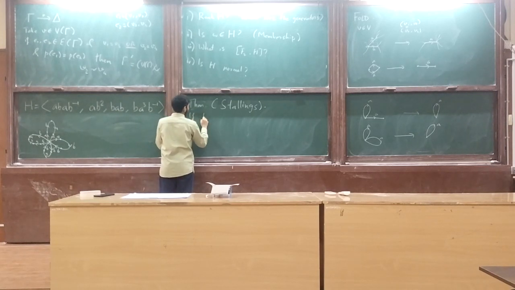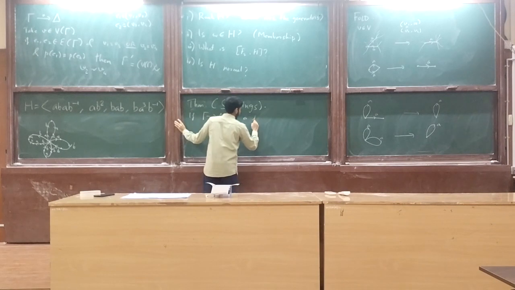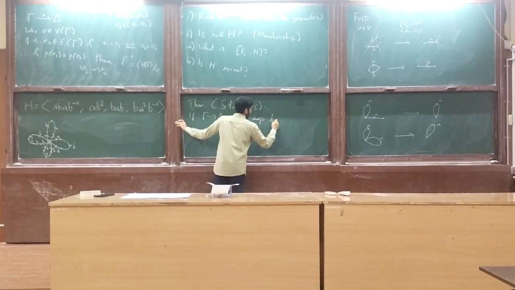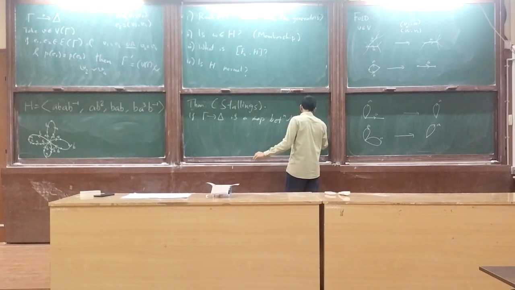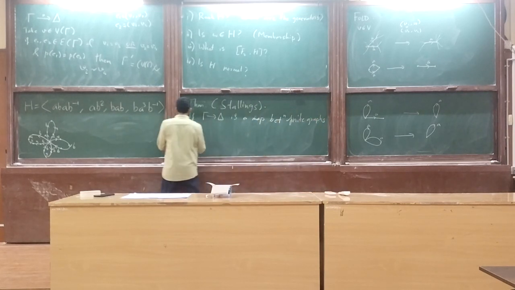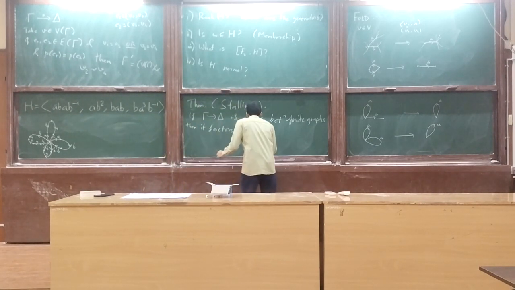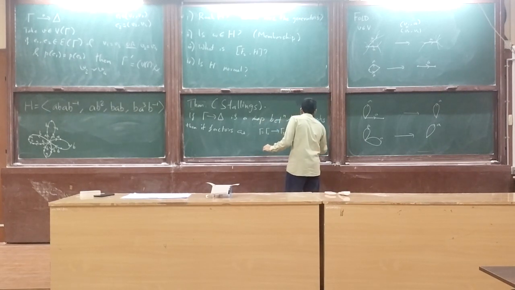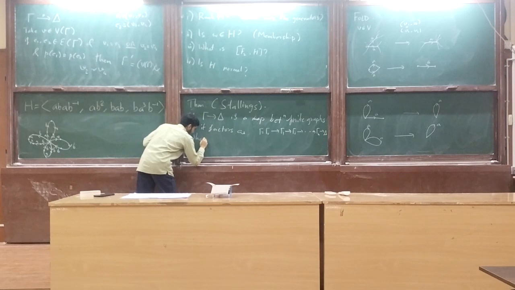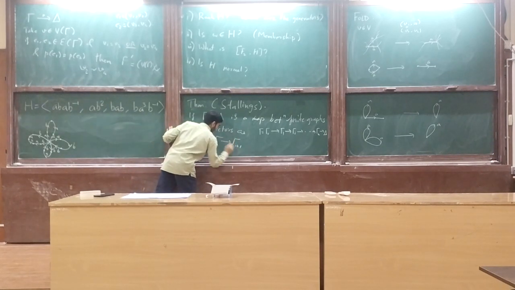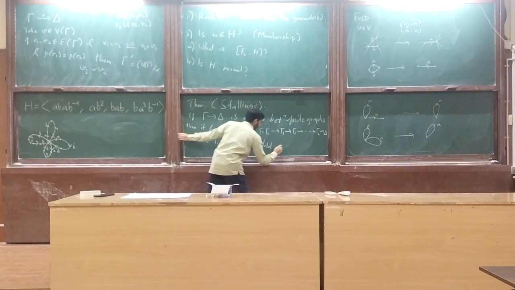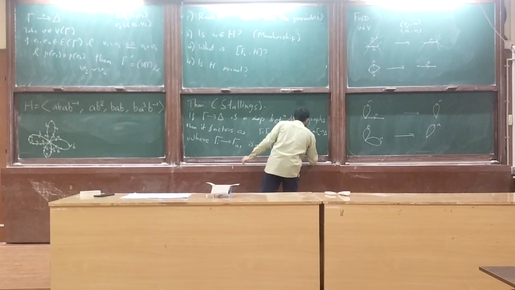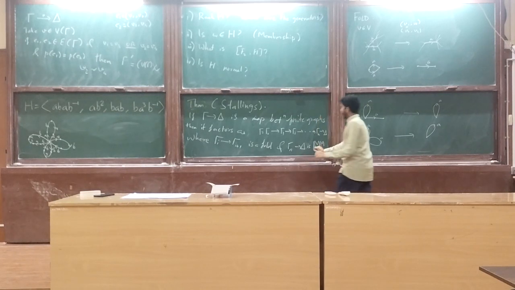The theorem says that if gamma to delta is a map between finite graphs, then it factors as gamma equals gamma naught to gamma 1 to gamma 2, and so on, up till gamma n to delta, where gamma i to gamma i plus 1 is a fold, and gamma n to delta is an immersion.